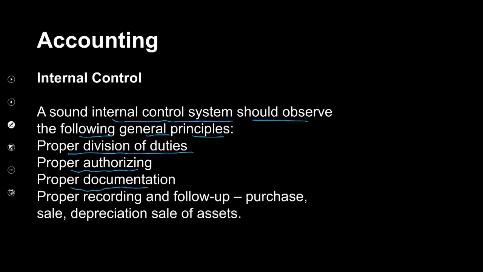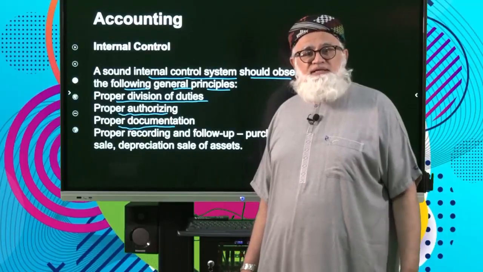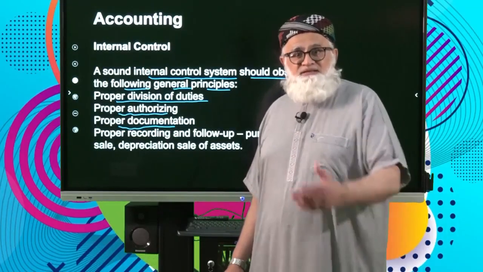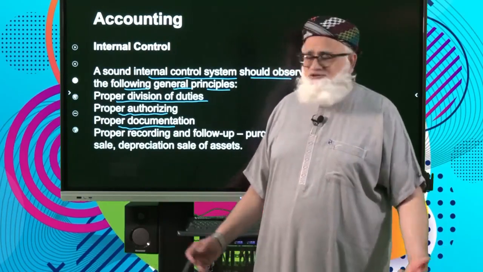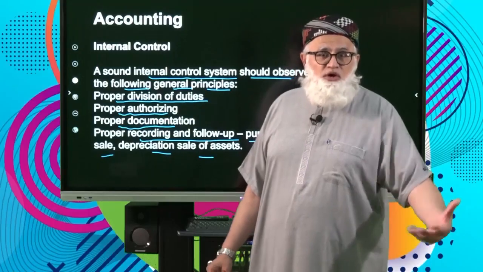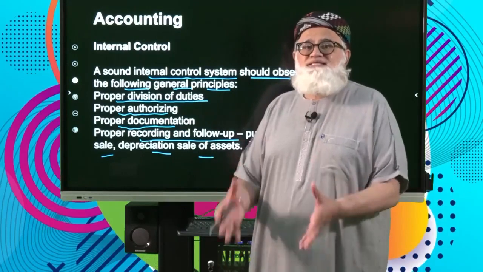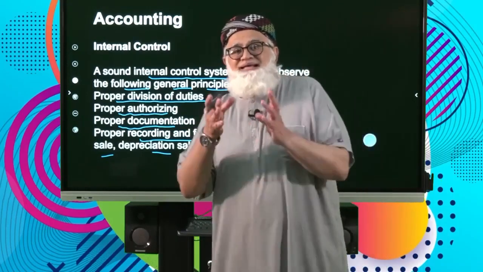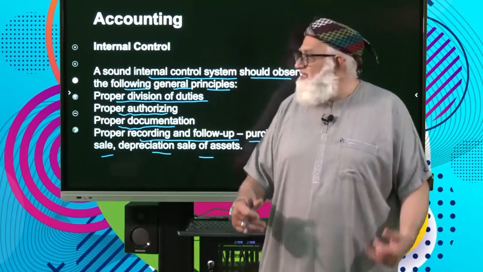Documentation, very, very important. There has to be documentation for the asset in terms of the order copy, the final figure that will have to be paid for it, the invoice, the terms, etc. Proper recording and follow up, the purchase, the sale, the depreciation, and obviously the resale or the disposal of the old asset if necessary. So you can see, guys, there has to be proper internal control processes in place.